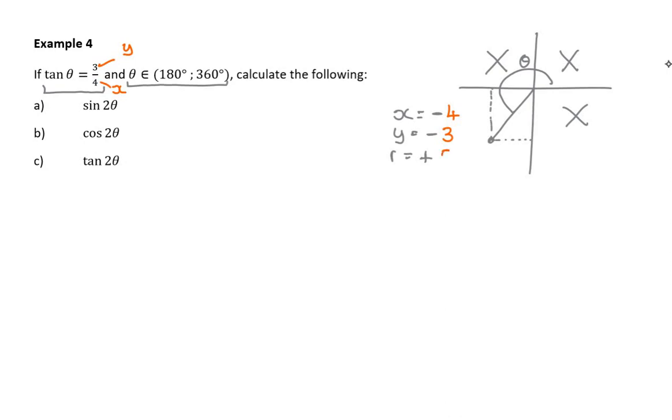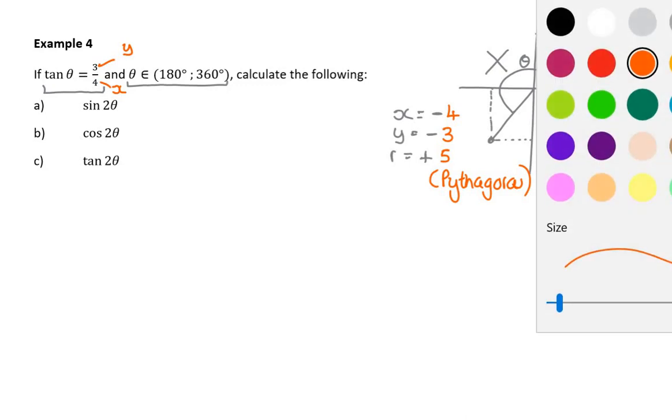Now we should know our Pythagorean triple. Don't forget to always write Pythagoras in brackets. But r is 5 using Pythagoras' theorem. And once you have x, y, and r, you can do anything. So let's have a look at our first question.